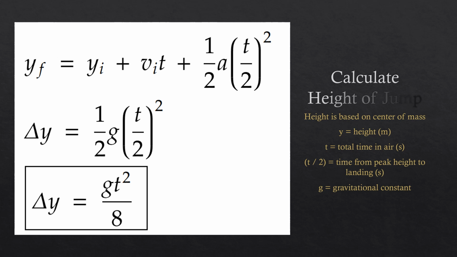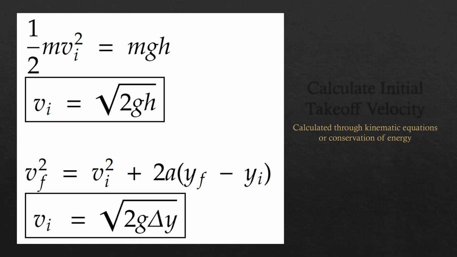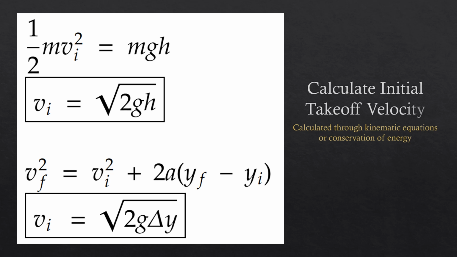To find the height of the jump, a simple kinematics equation is used. Angular momentum is conserved during the jump. However, moment of inertia decreases during the tuck portion, and thereby angular velocity increases. Because of this, the equation represents the average angular velocity during the whole jump. Here, the initial takeoff velocity is found through both conservation of energy and kinematic equations.